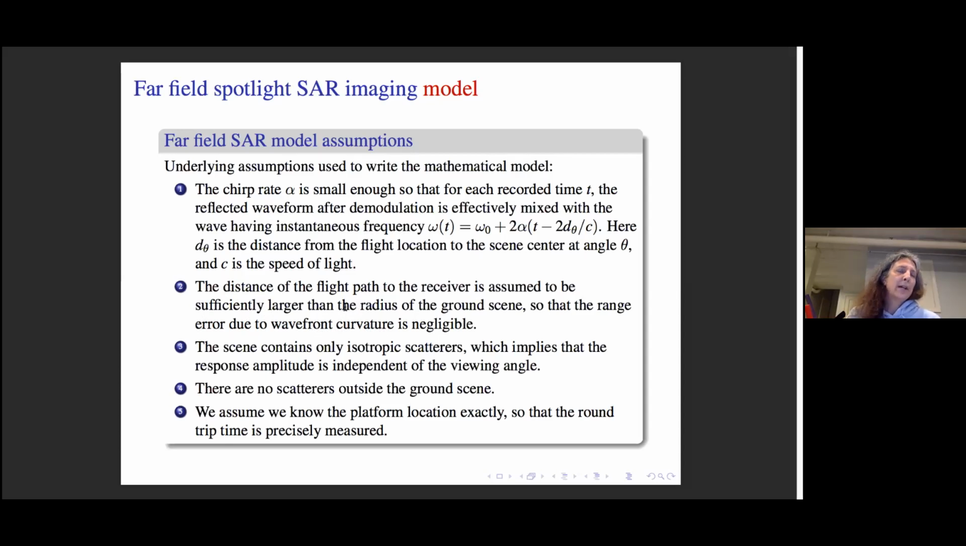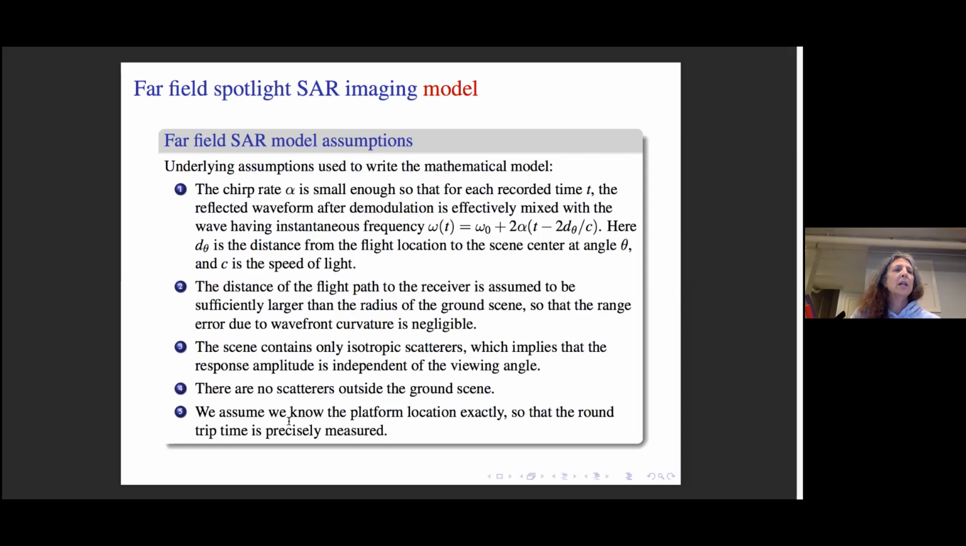That's also a fine assumption in far field SAR. And the third assumption is that you only have isotropic scatterers, which means that regardless of the direction that you're coming from, you see the same reflection, you see the same scattering. Okay, that's a terrible assumption. It's completely not true. And the fourth is that there are no scatterers outside the ground scene. And that's also fine for what we've seen.